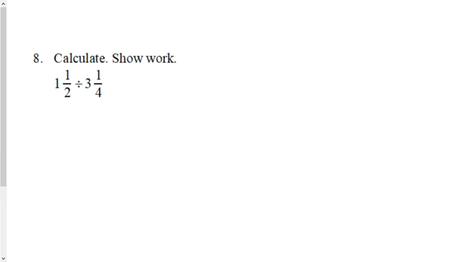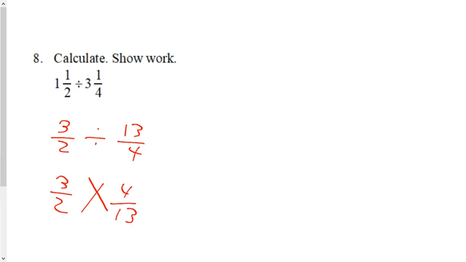Question 8 is the division of mixed fractions. Same rule, always easier to change them to improper fractions. When dividing fractions, we learned that the easiest way to solve them is to multiply by the reciprocal. So the reciprocal of 3 1/4 is actually 4/13. And once we have that, multiply our numerators to get 12, multiply our denominators to get 26.